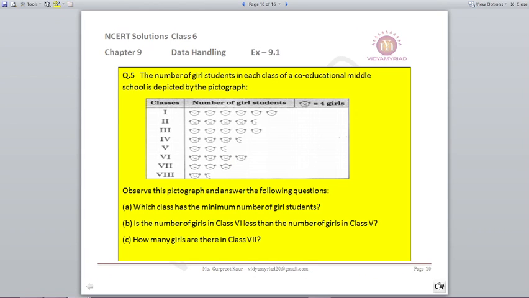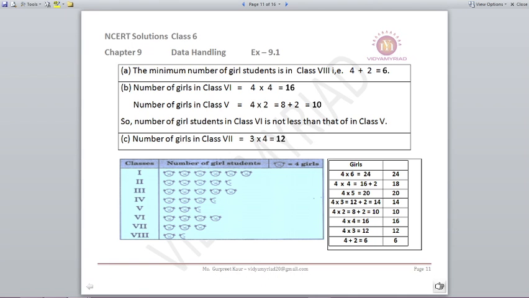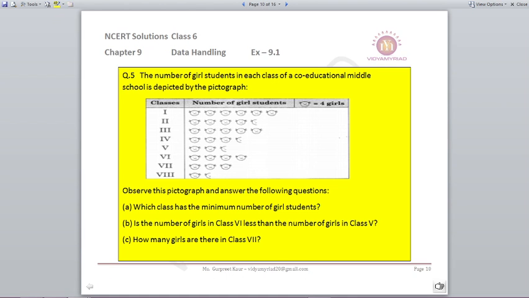Now let us find out the questions on this. Which class has the minimum number of girl students? Let us see which is the minimum number of girls. 6 is the minimum number of girls which is coming in our data, and 6 is represented by class 8. Let's find out next.